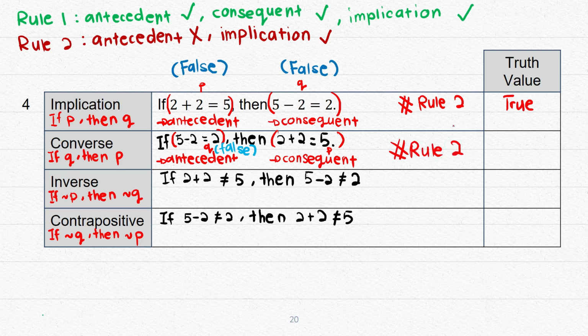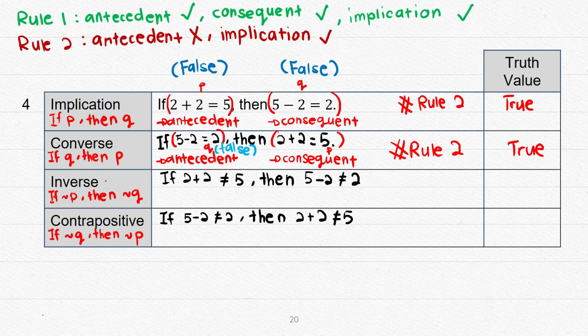Because we just take a look at the antecedent. If the antecedent is false, rule number 2 applies. So, the converse, is it true or false? True. Okay, it will become true. So confusing, right? It's okay. Tomorrow we will do revision about this truth value, because I know this is very hard. That's why I will teach you again tomorrow.